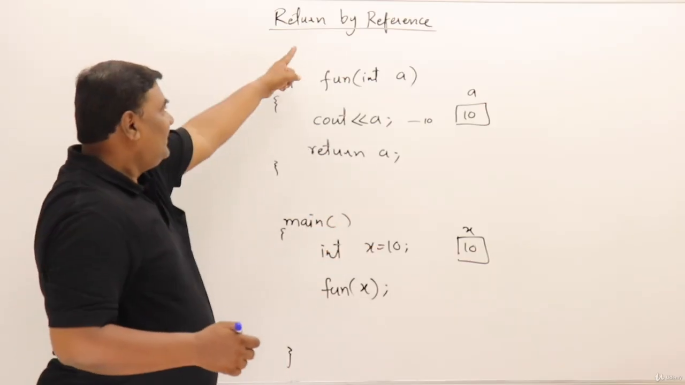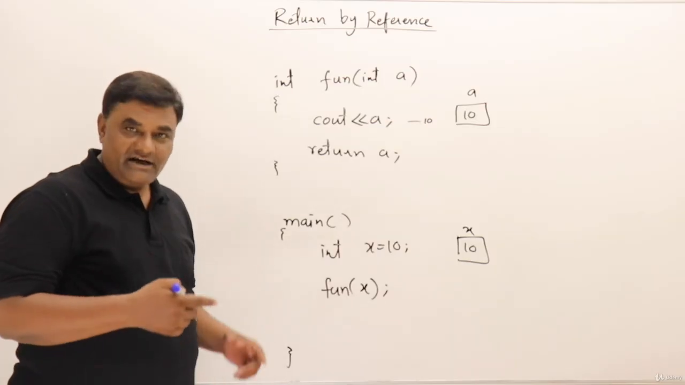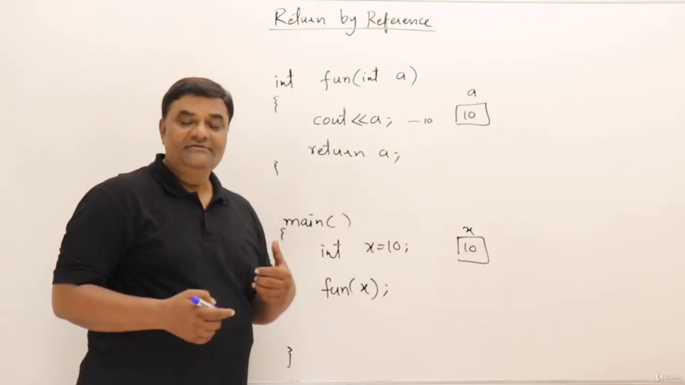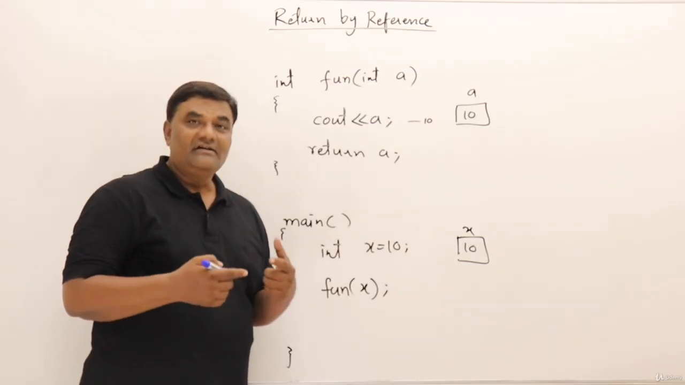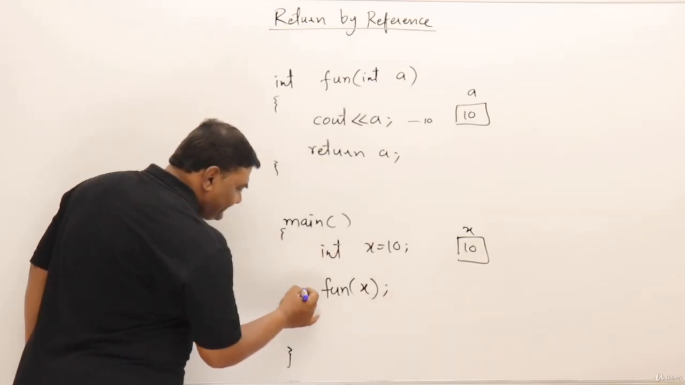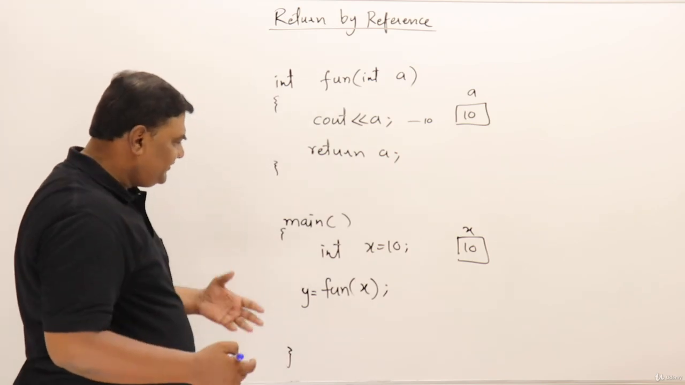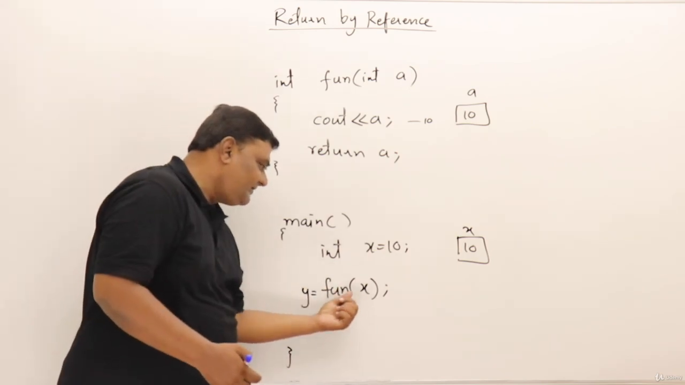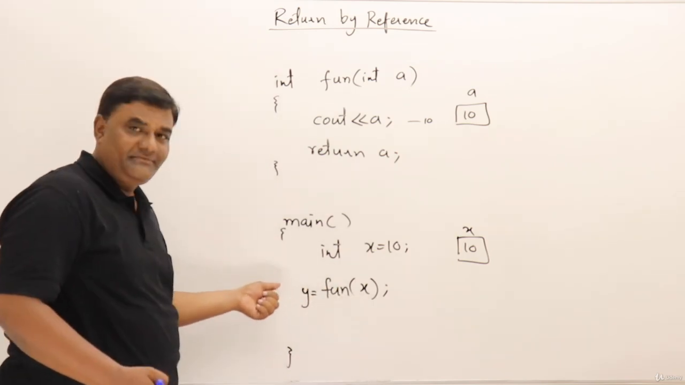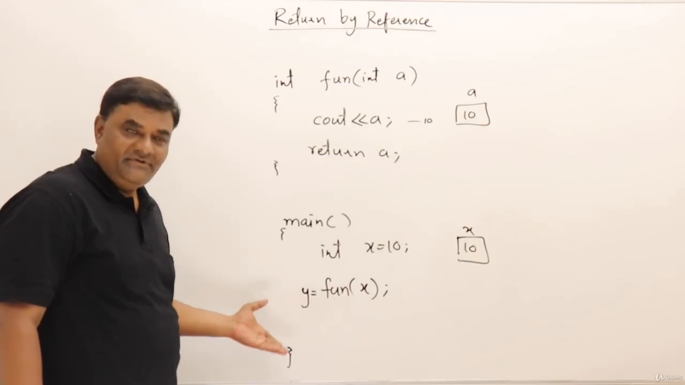I have not yet come to this one. I am just showing you the code first, the working of this one. Then we will make it return by reference. Let us see. Now you might have seen this one, that I can write y assigned some function call. We know that when the function returns something, that return value we can take in some variable.